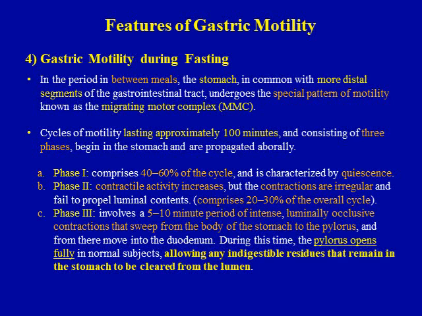The last phase, which is the most important, lasts for about 5 to 10 minutes of intense luminal occlusive contractions that sweep from the body of the stomach to the pylorus and from there move down the duodenum. During this time, the pylorus opens fully in normal subjects, allowing any indigestible residues that remain in the stomach to be cleared from the lumen. So the stomach will be cleared of any undigested material in preparation for the next meal.